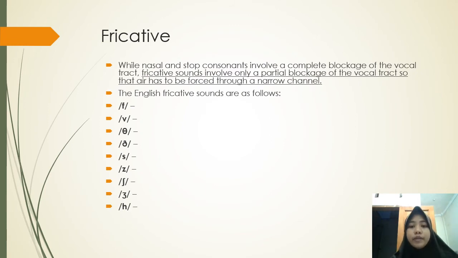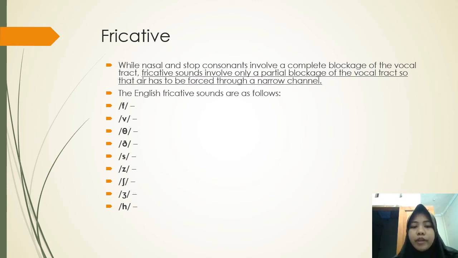Then how about fricatives? Okay, in fricatives, we make a partial blockage of the vocal tract so that the air has to be forced through a narrow channel. So in fricative, you make an incomplete obstruction. Jadi dihambat tapi tidak sepenuhnya, and it makes the air flow through a narrow channel.